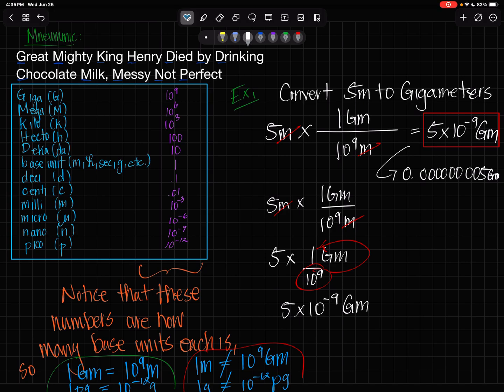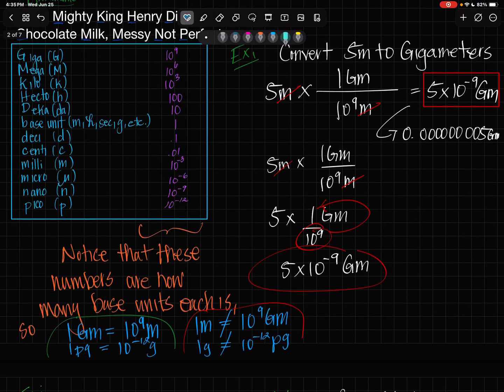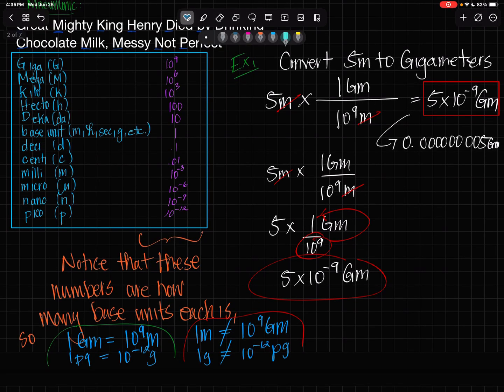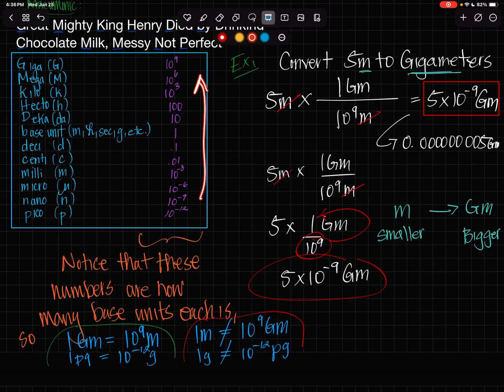And there's your answer right there. Now, let's check this, okay? And let's be really careful and understand how to check. So, we're going from meters to gigameters, okay? Meters in this case is smaller than gigameters. Gigameters in this case is bigger, right? Just by looking at conversion, gigameters comes higher up this chart than meters.